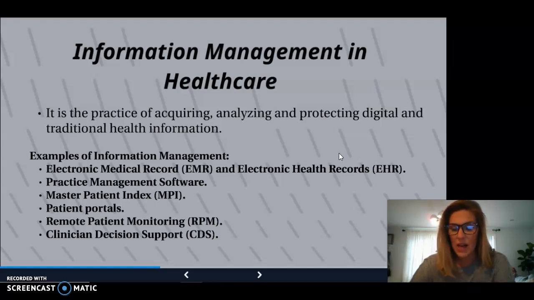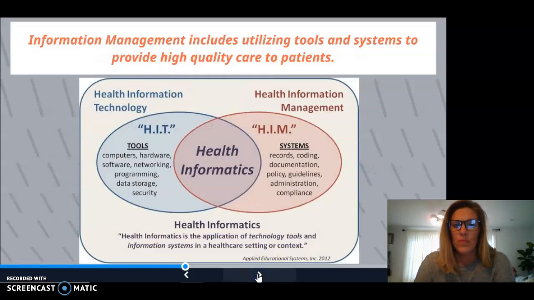Examples that we see in the healthcare world are our EMRs and our EHRs. Also included in information management would be practice management software programs, master patient indexes, patient portals, remote patient monitoring, and clinician decision support. Information management includes utilizing tools and systems to provide high-quality care to patients.